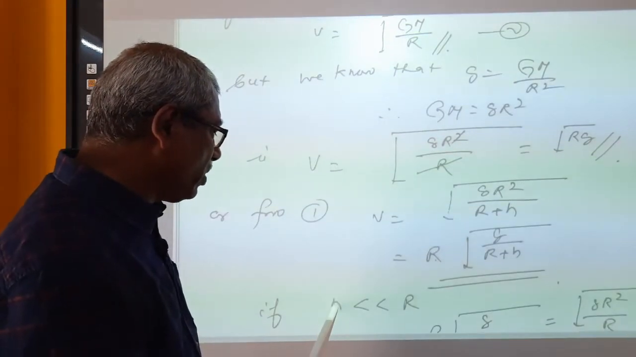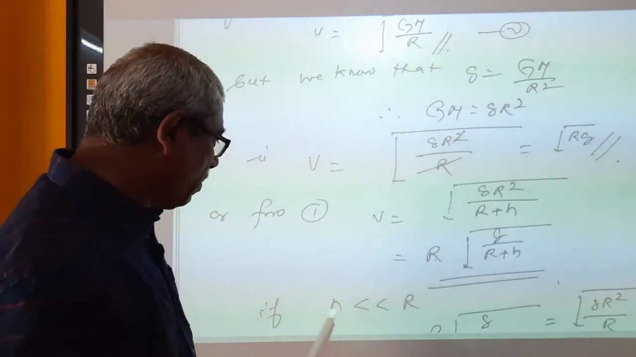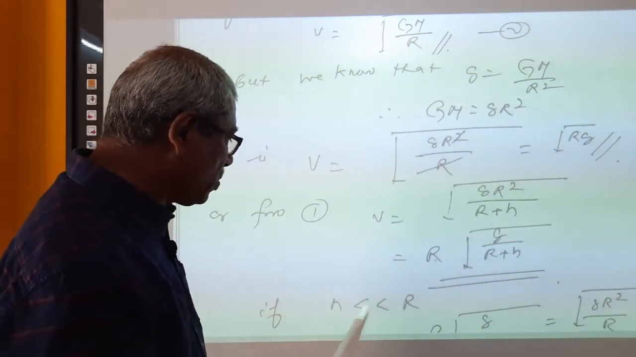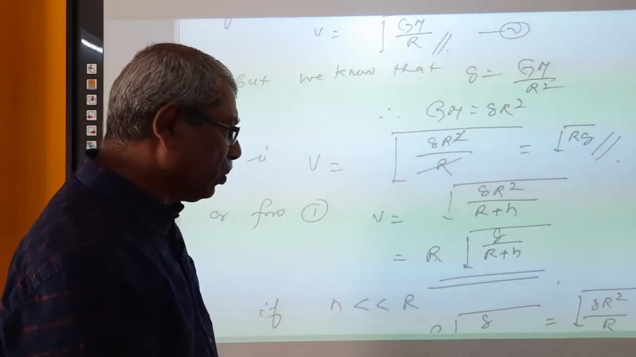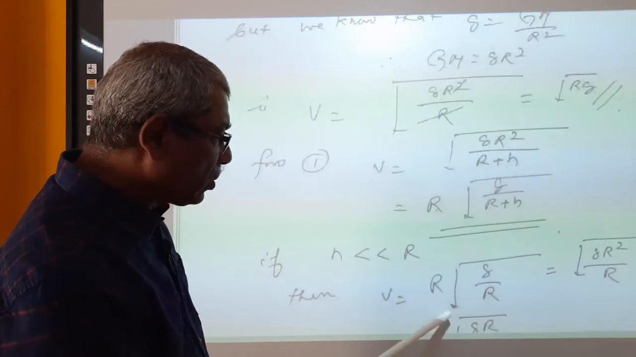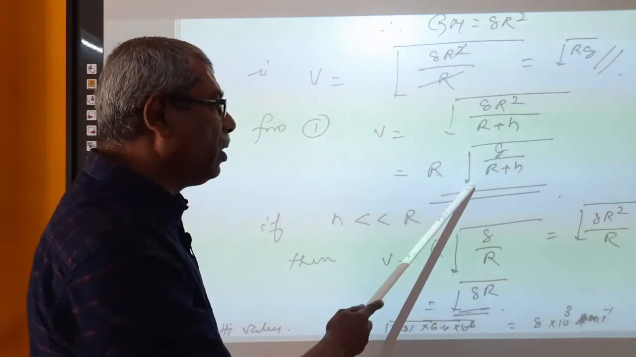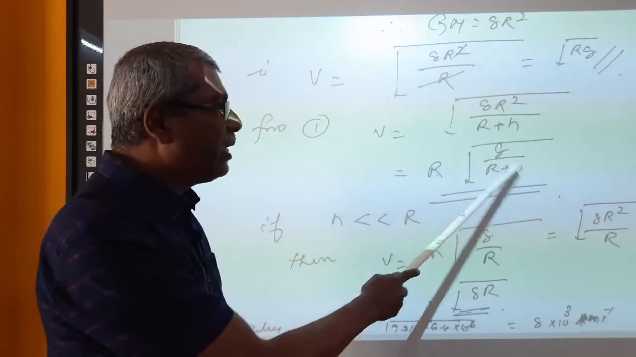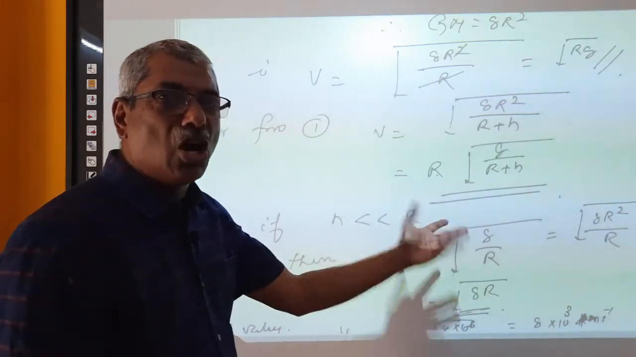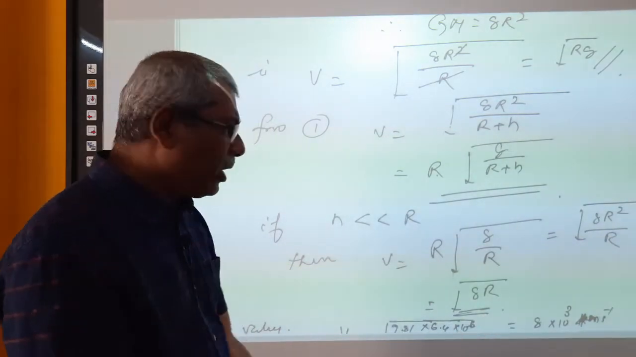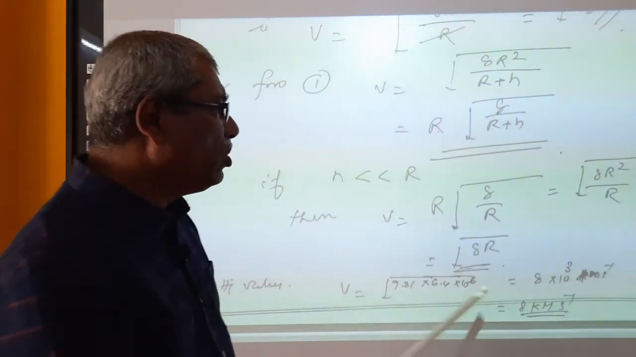This is h only. When h is very much less than r, h is neglected, and this is equal to r into root of g by r only. When this r is taken inside, that becomes root of g r squared divided by r. You get the same value of orbital velocity. Orbital velocity is equal to root of gr.